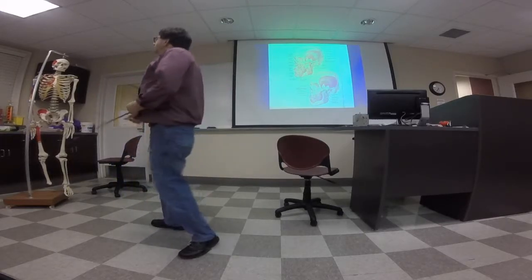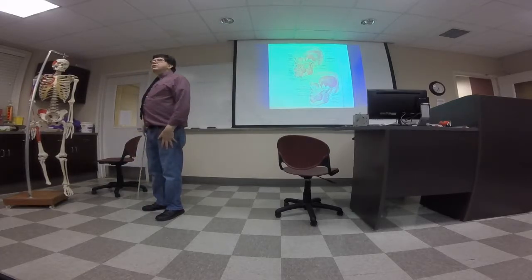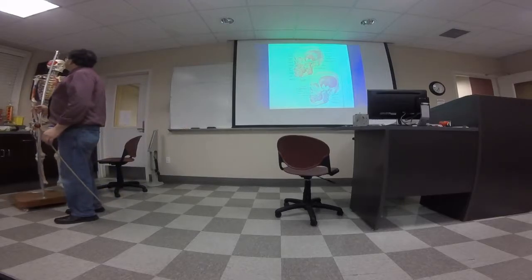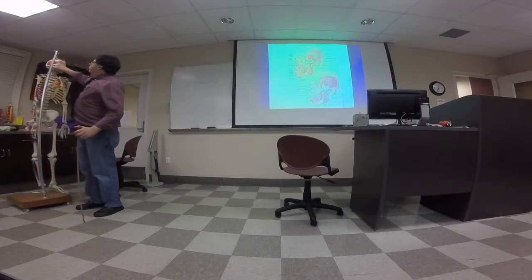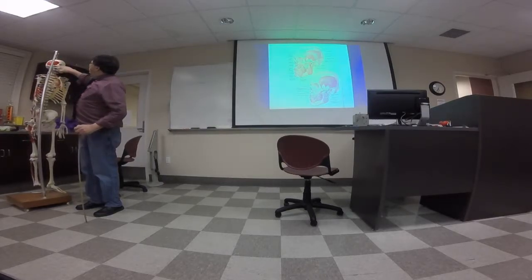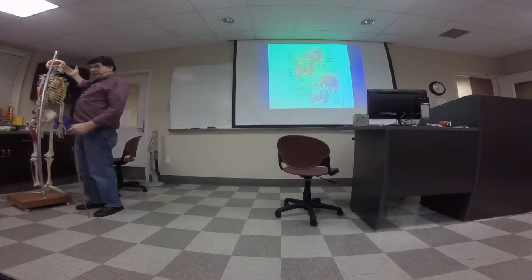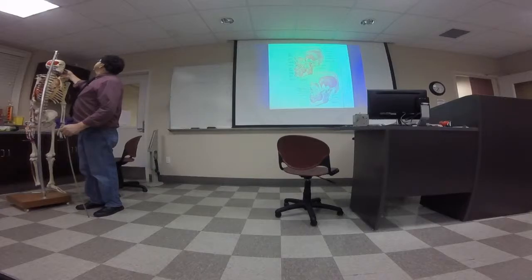Yeah. And the red are sites of origins. The blue, insertions. So let's look at Skinny from the side. What is this red area? It's the origin of what muscle? Temporalis. Where's this blue area along the ramus and angle? This is what? That would be the insertion of the masseter.